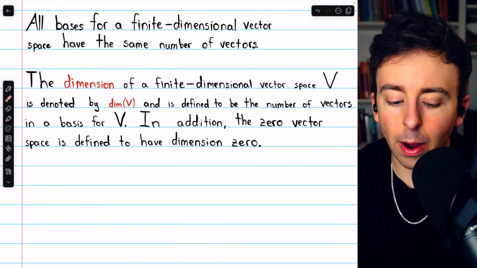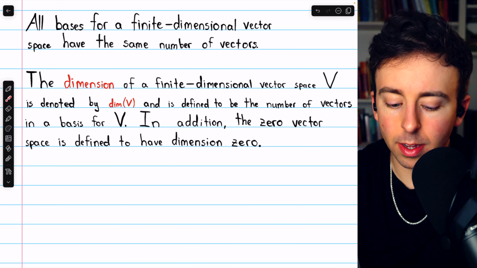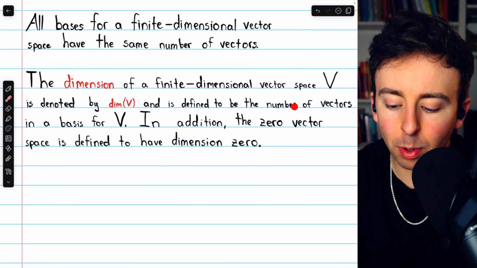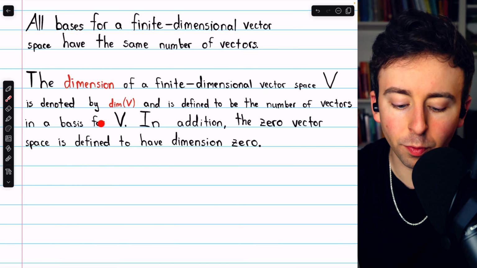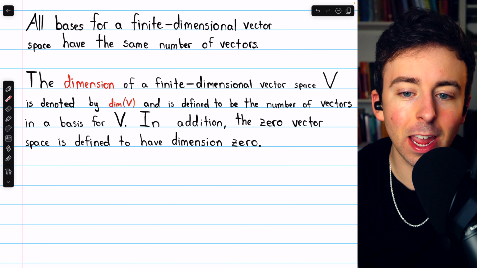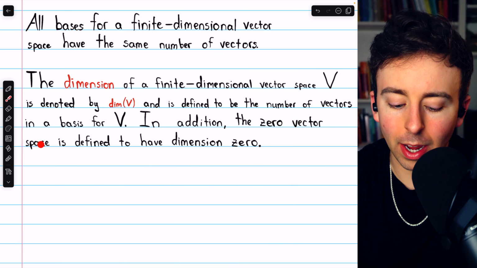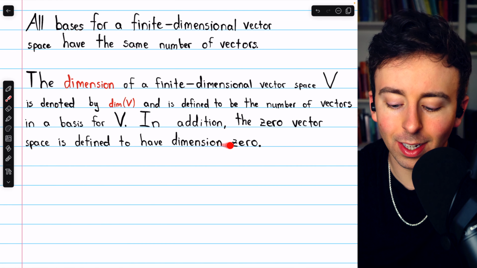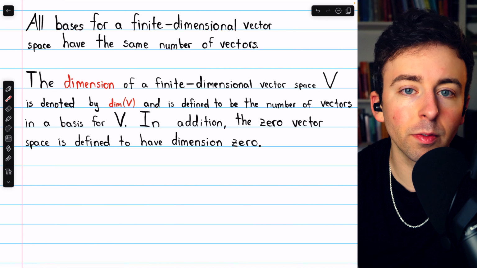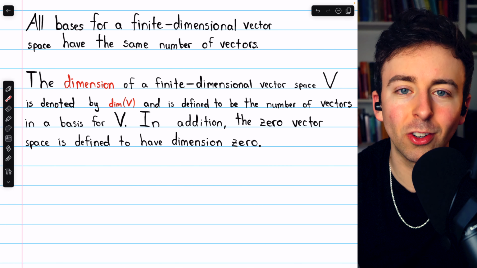And so here is our definition. The dimension of a finite dimensional vector space V is denoted by dim of V, and is defined to be the number of vectors in a basis for V. No matter what basis we have, its number of vectors will be the same, and so that's the dimension of the space. In addition, the zero vector space is defined to have dimension 0, which is consistent with the fact that we consider the basis for the zero vector space to be the empty set. The basis has 0 vectors, so the dimension is 0.